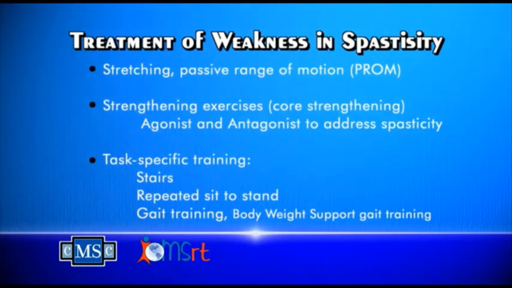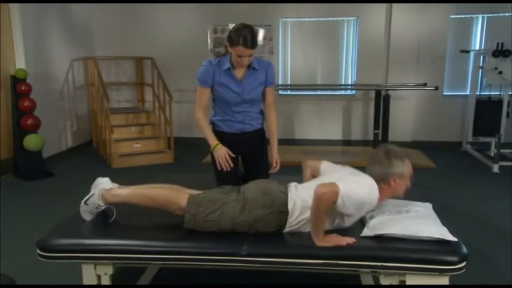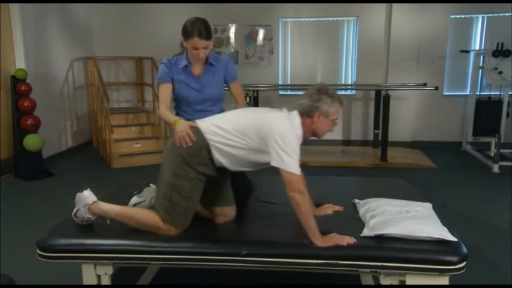The emphasis should be on stretching those spastic muscles through slow passive range of motion using prolonged stretch, strengthening the muscles that are weak, with emphasis now on the trunk and the core, as well as strengthening the antagonist of the spastic muscle as a means to address spasticity. And a key area for any neurologic patient is task-specific training, with emphasis on stair climbing, repeated sit-to-stand, gait training, and even using a body weight support trainer. We'll move into some demonstration now of treatment of patients.